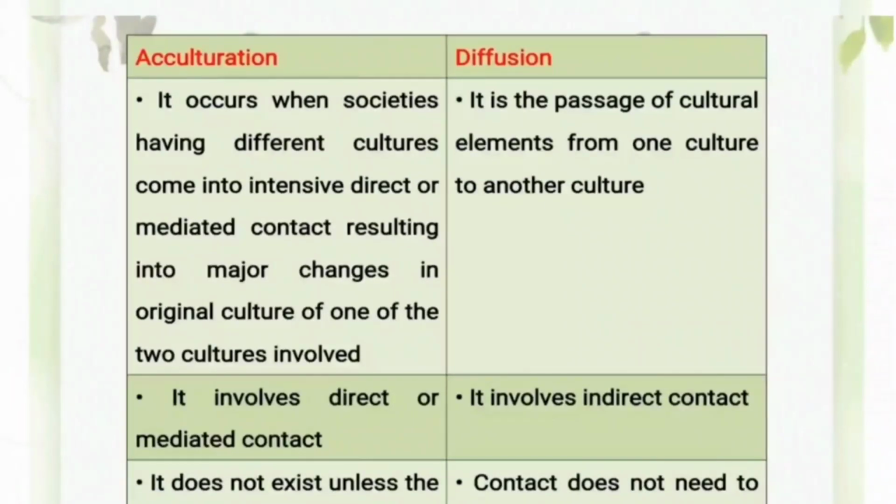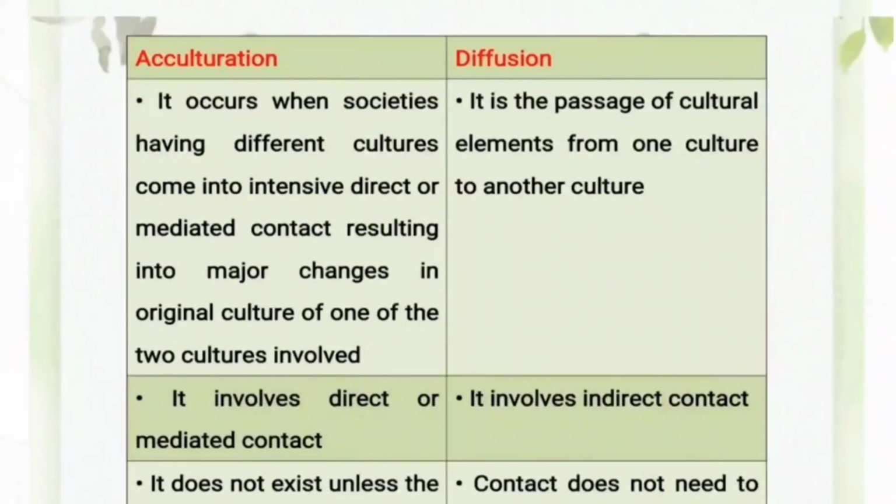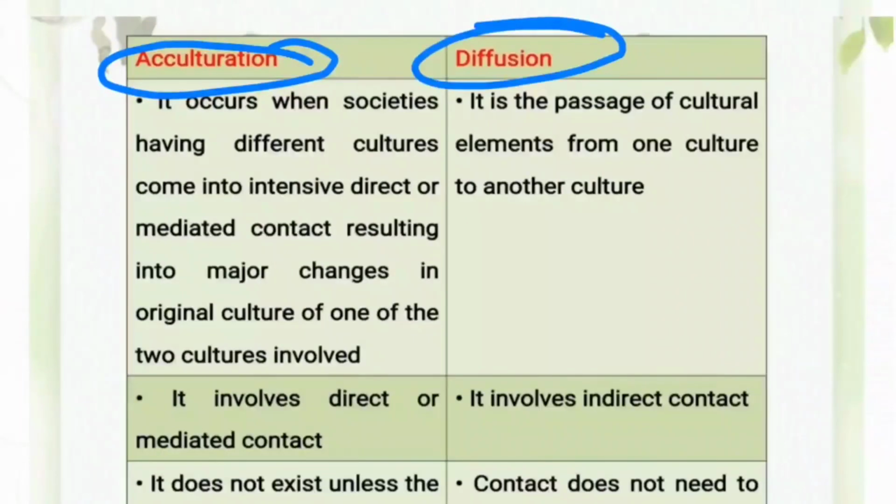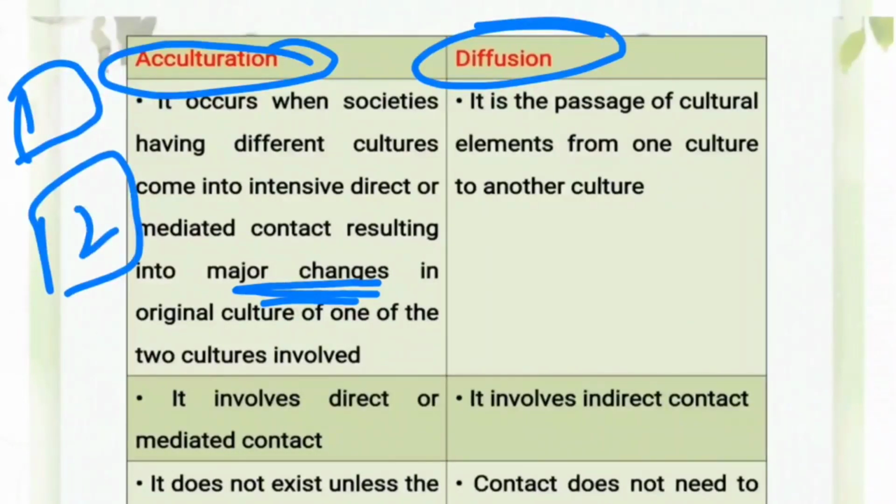Now there are two very important topics which are not mentioned in the syllabus, but we need to understand them: what we mean by acculturation and what we mean by diffusion. Acculturation is simply when there are two societies of different cultures in contact with each other. When they are in contact, this contact results in changes in one's own culture, and those changes are quite major. For example, there are two cultures, this is one culture and this is the second culture, and these two cultures are interacting with one another.